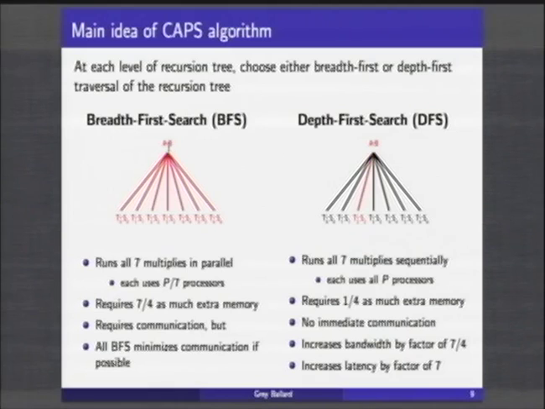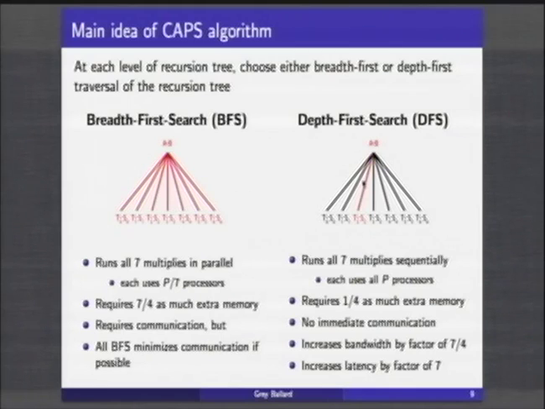If we want to take a BFS step at a recursive level, that means we're starting with a multiply of A times B. Strassen generates 7 subproblems. And a BFS means we're going to run all 7 subproblems at the same time on disjoint sets of processors. So we'll have 1/7 of the processors work on this one, 1/7 on that one, and so on. Okay, so we've got to do some reshuffling to get that right. But it turns out this is very communication efficient in the long run. So BFS is what we want to do if we want to minimize communication.